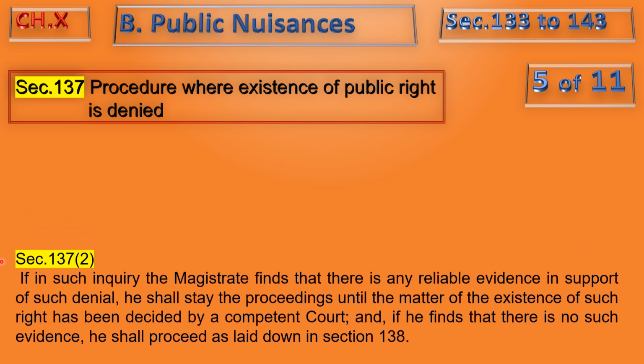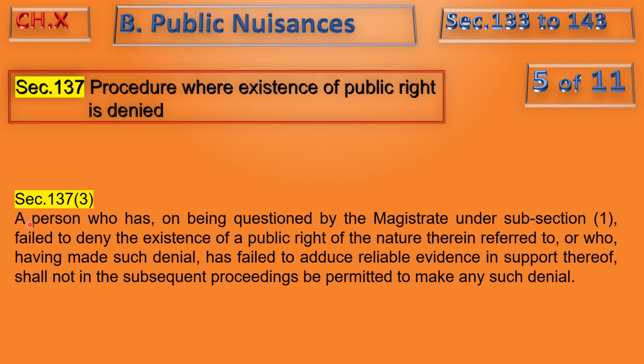In subsection 3 of section 137, it is said that a person who has, on being questioned by the magistrate under subsection 1, failed to deny the existence of a public right of the nature therein referred to, or who, having made such denial, has failed to adduce reliable evidence in support thereof, shall not in the subsequent proceedings be permitted to make any such denial. It simply means a person who has failed to deny the existence of any such public right will not be allowed to deny at a later stage that there is no public right to the four things which we have discussed: way, river, channel and place.